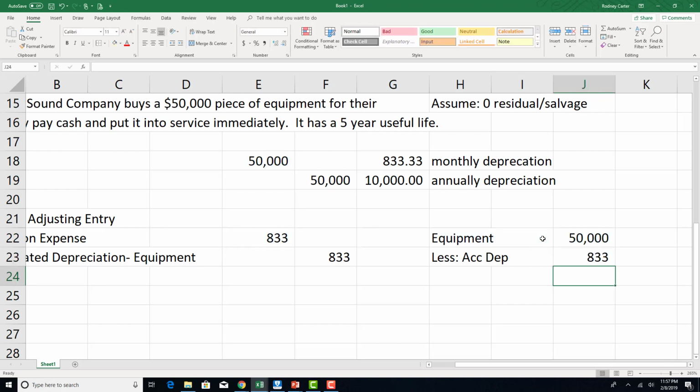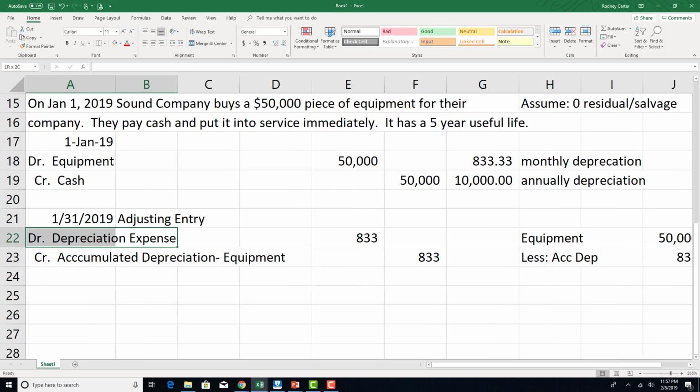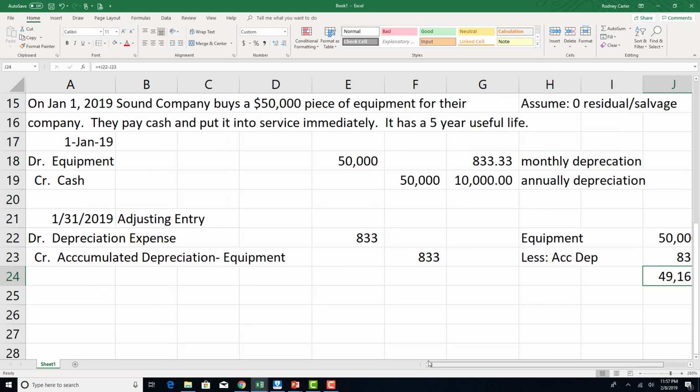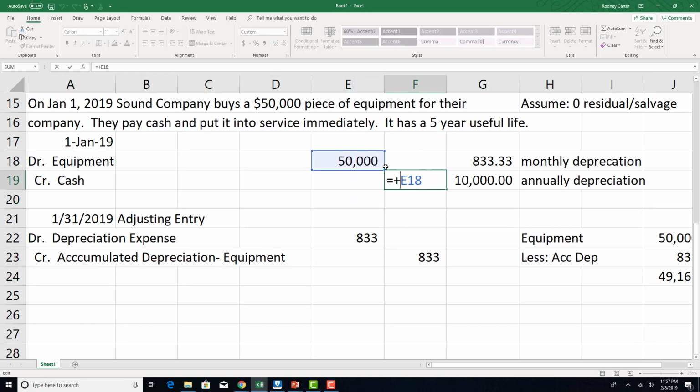And right now, after 1 month, we've only expensed to depreciation expense $833. So our accounting value, or our net book value, for this asset on our balance sheet would be $49,167. I don't want to go too far on this tangent, but it would be unfair to the month of January 2019 if we expensed to the income statement all of this $50,000.